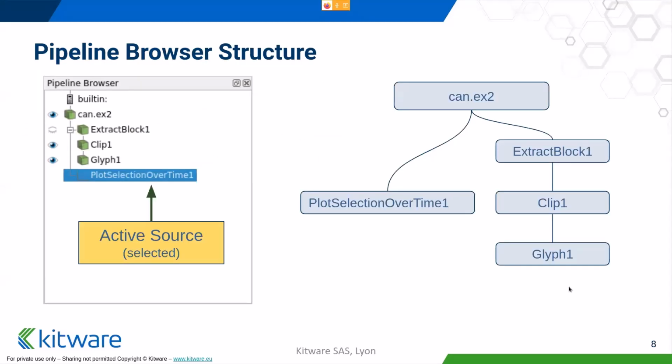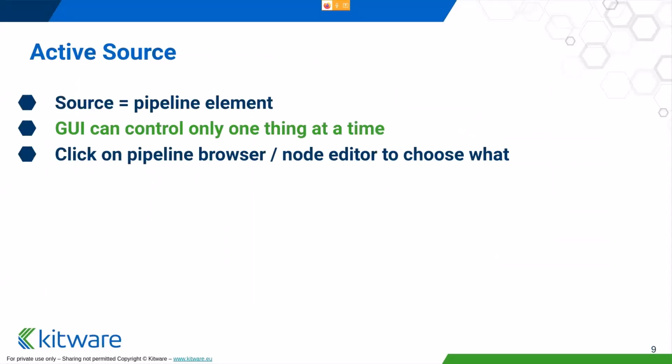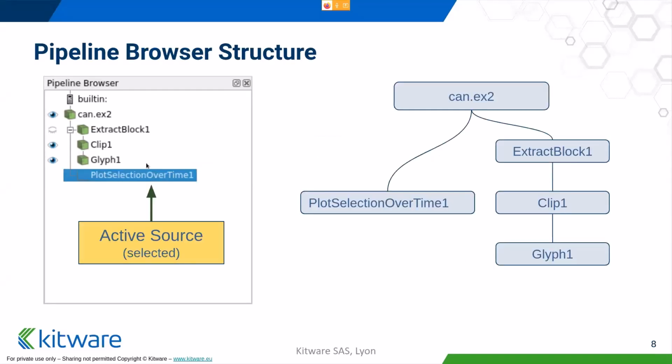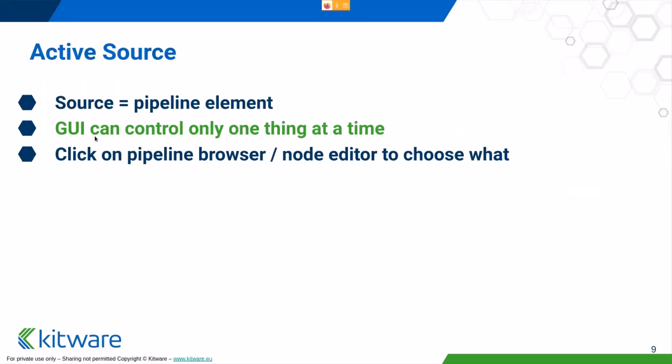And in the pipeline browser, there is this very important concept of the active source. The active source is basically the one thing at a time that you are currently controlling. If you click on any source in the pipeline browser, you will make it active. This is something to keep in mind, because when you change the active source, it changes a lot of things in the application.